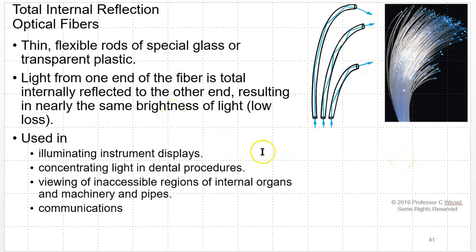Here's another use for this. If you take very thin fibers of glass or transparent plastic and shine light down these, the light will bounce off and totally reflect inside and stay inside the fibers. So light from one end of the fiber is totally internally reflected to the other end, resulting in nearly the same brightness coming out. These are very low loss. These are used in instrument displays, probably in your car. If you take off the front panel display in your car, there are probably some of those in there. They use them for concentrating light in dental procedures, to view inaccessible regions of internal organs and machinery and pipes, and for communications, fiber optic cables.